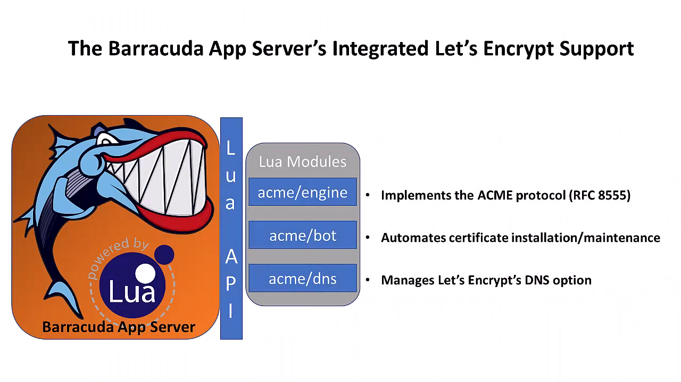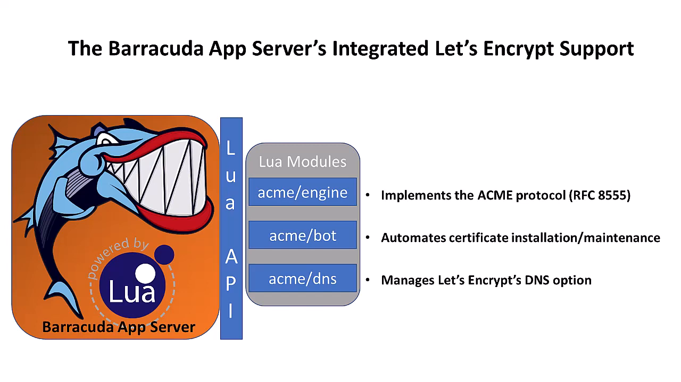The Barracuda app server has 3 Lua modules for interacting with Let's Encrypt, automating certificate installation, and communicating with the SharkTrustX portal. These modules provide a Lua API that allows you to tailor certificate management to your product's specific needs. The ACME engine module implements the ACME protocol and its accompanying encryption. The other 2 ACME modules utilize it, but you can also use it directly.